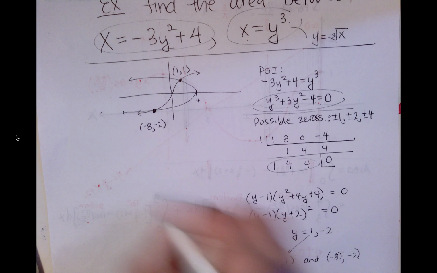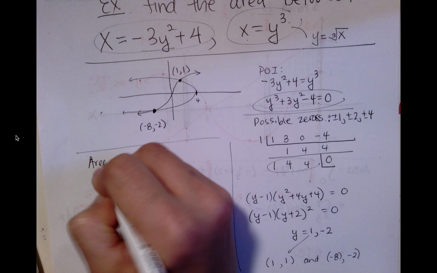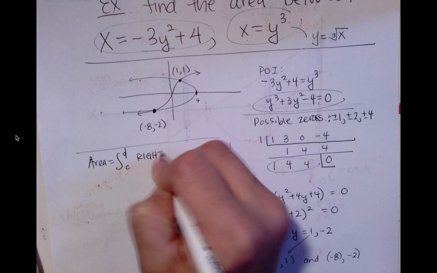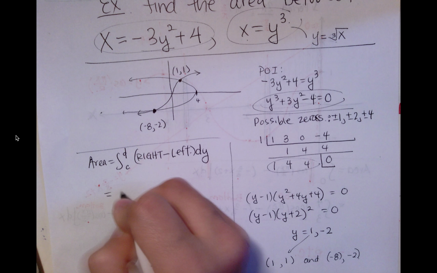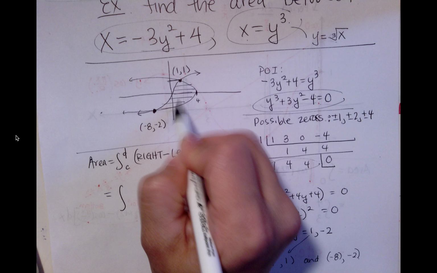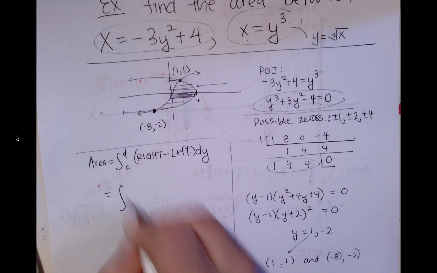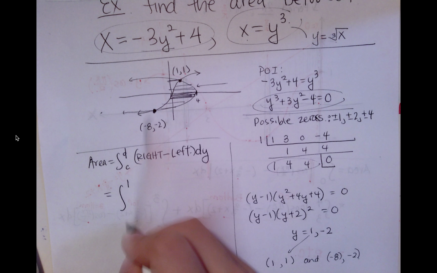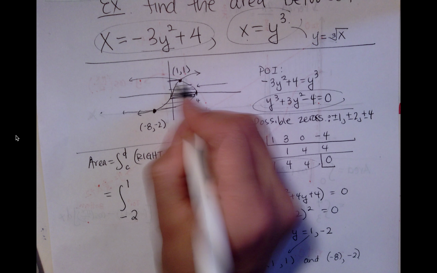So let's just set up the integral. Remember, if we're integrating with respect to y, it's right minus left. So in this case, these are my typical approximating rectangles, and I'm going to have right minus left. My upper bound will be 1. My lower bound of integration will be negative 2. These are the y values because we're integrating with respect to y.